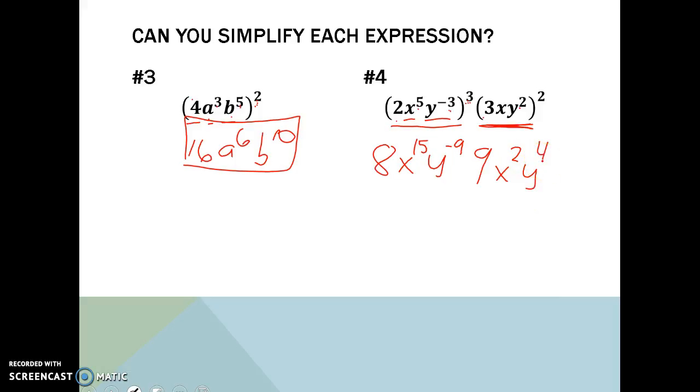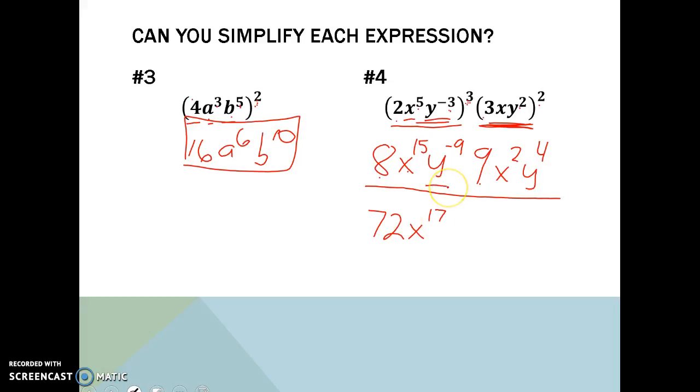And all I did is I just take everything to the third power in the first set of parentheses and everything in the second parentheses to the second power. But now I'm going to multiply these things together. For example, I can take 8 times 9, which is 72. X to the 15th times x to the 2nd. Well, I'm going to add those together because those are like bases. And when I multiply like bases, I add the exponents. That's x to the 17th.